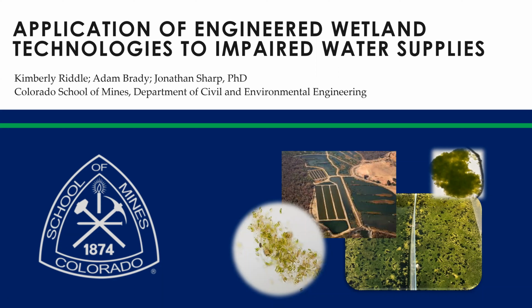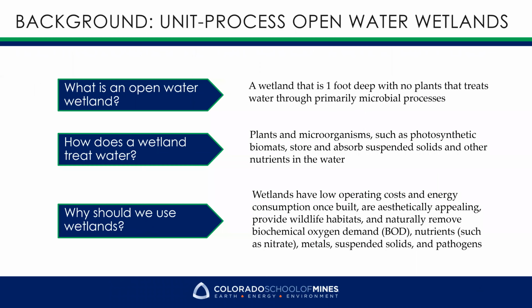Today I'm going to be discussing my research on the application of engineered wetland technologies to impaired water supplies. A wetland primarily treats water through microbial processes and can occur naturally or be engineered. The wetlands in my research are only 1 foot deep and do not have any plants due to a geotextile liner that is very similar to a weed barrier you can put in your garden.